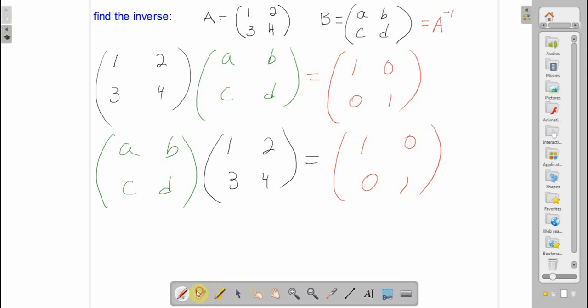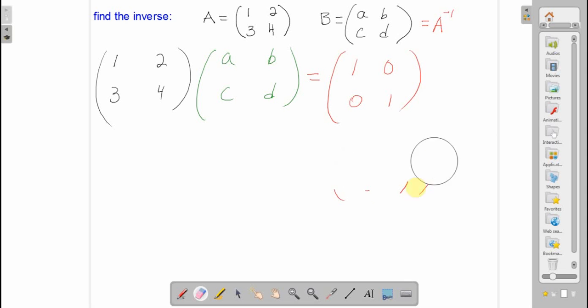Alright, let's get to work. I'm going to erase the second one, because I'm going to work on the first test. So we're going to find values for the variables.